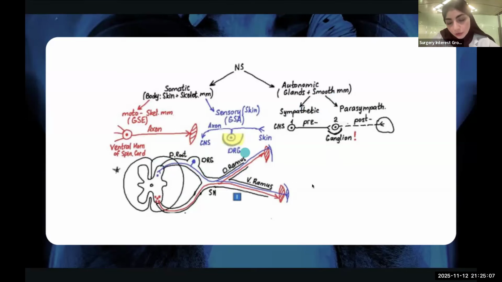Now, for the autonomic nervous system, which honestly, I felt was the more important part of the lecture, because again, it has to do a lot with your block. Somatic is not really that relevant.